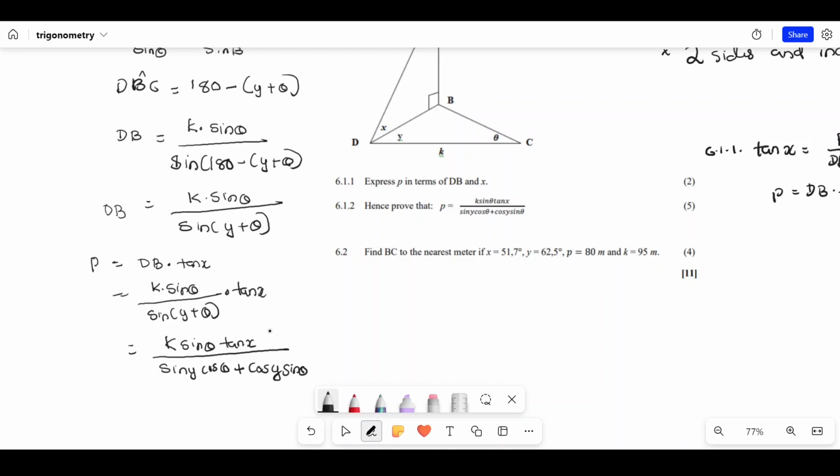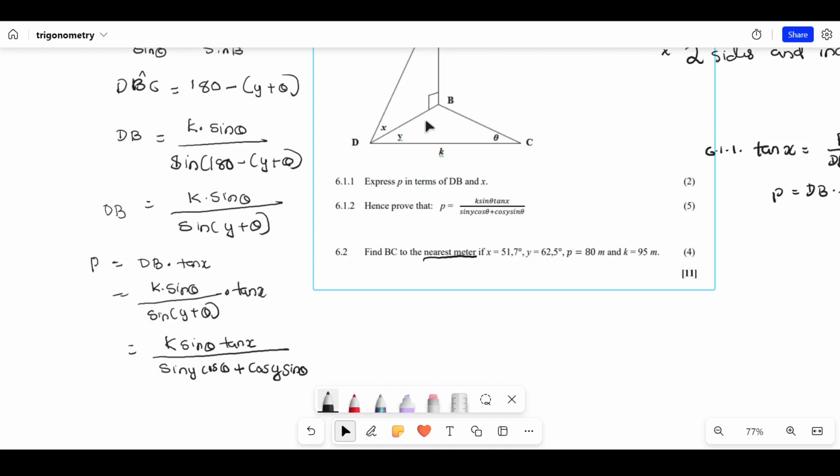Now 6.2, find BC to the nearest meter. That's important information: nearest meter. That means you must conclude your answer to the nearest meter. If x equals 51,7, y equals, so all the values are given here for the unknowns x, y, k, and P. Okay, so we are going to find BC. So let's see whether we are going to use the sine rule or cosine rule. We have the value of k, yes, it's here.